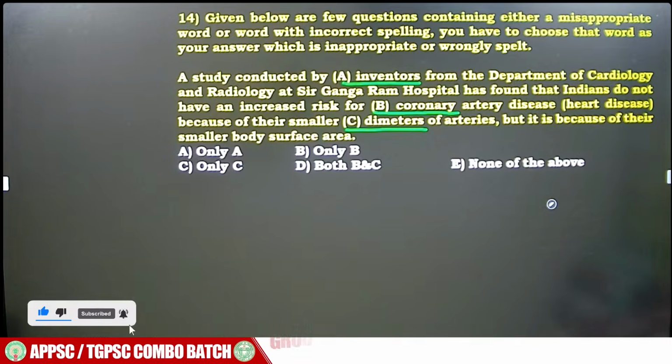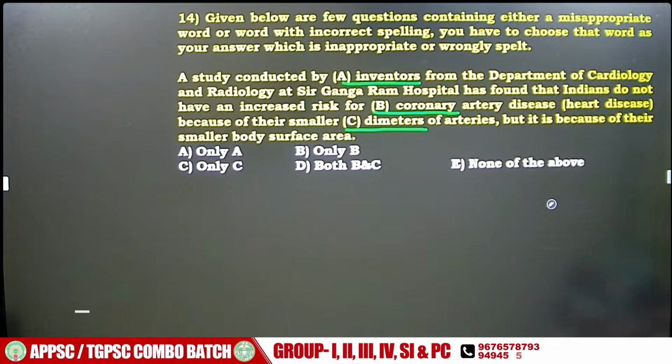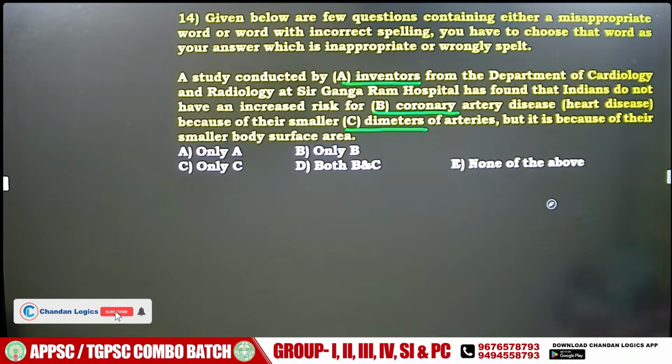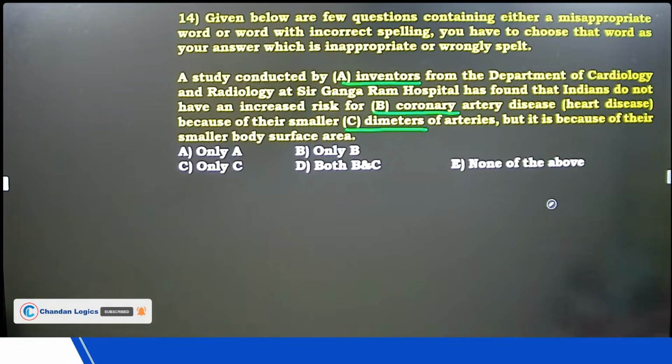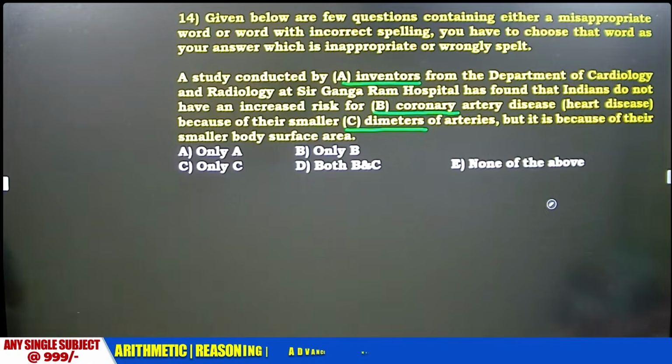Yes. This is actually a very easy question. I think anybody can answer this question actually.